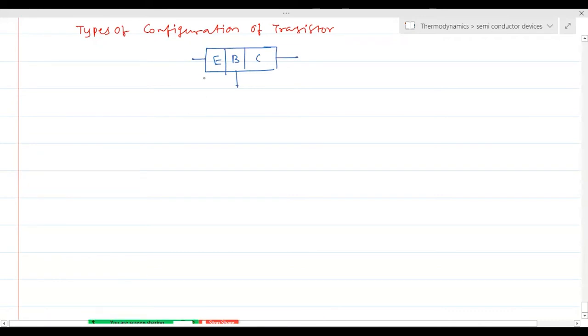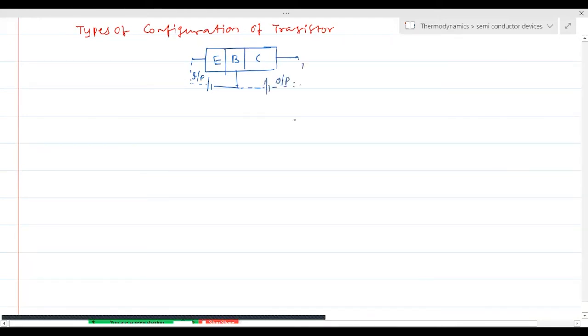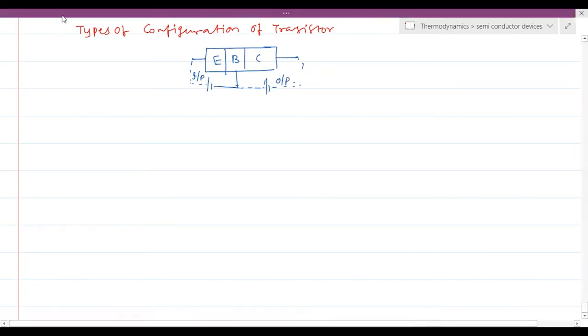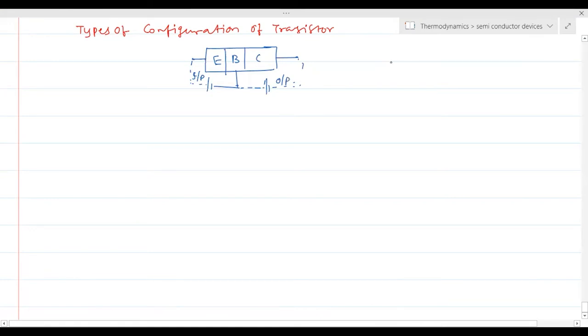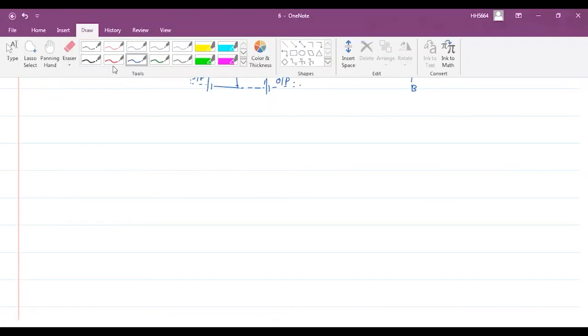Suppose roughly I will explain here. The base is common to both input and output. If you connect a battery here, we simply call it input, and if you connect a battery here, we call it output. In that way we are going to see the different types of configuration. Now I'm simply representing the transistor like this: emitter, base, and collector. Just with the D shape, we are going to see the entire system.